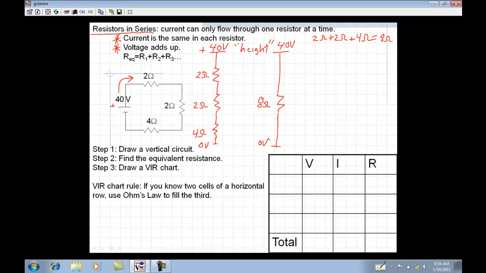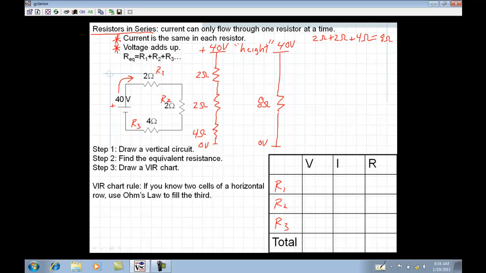All right? Okay, so now what I'm going to do is I'm going to go to my VIR chart. Your VIR chart, most of the time you're going to have to draw it yourself. And the first thing I want to do on my VIR chart is to label R1, R2, and R3. So I'm going to label just right over here R1, R2, and R3. And they're going to be based off these resistors here, R1, R2, and R3.